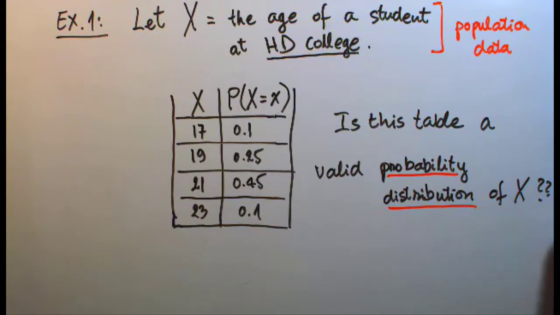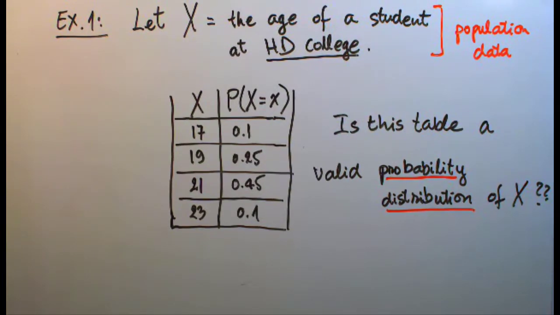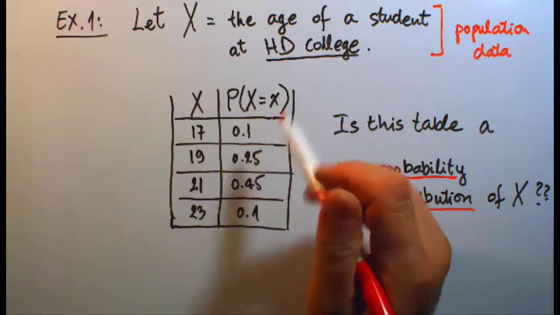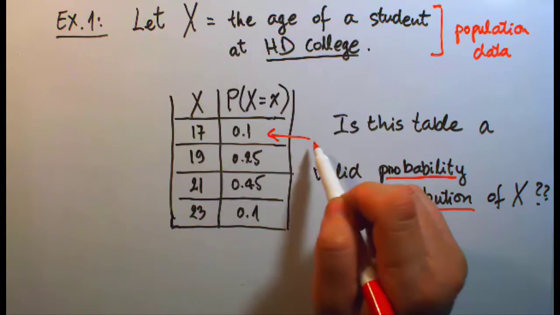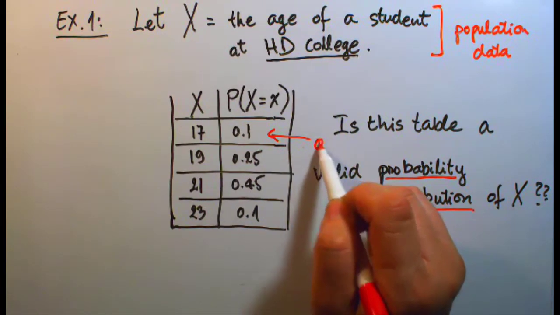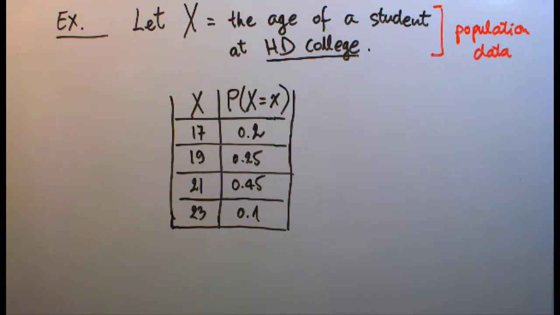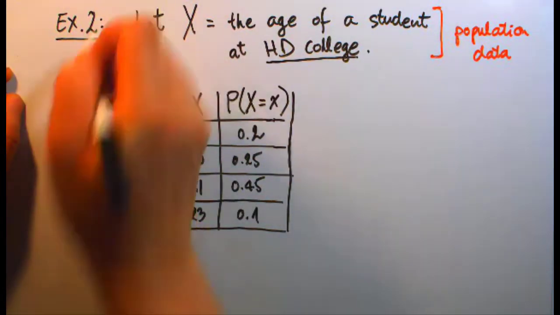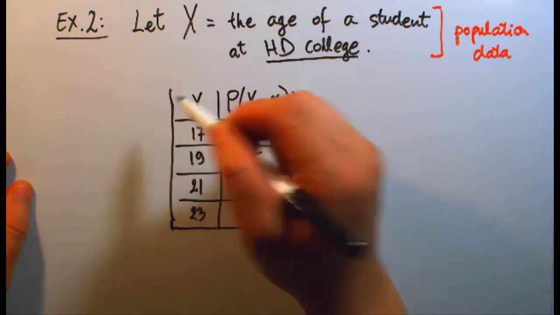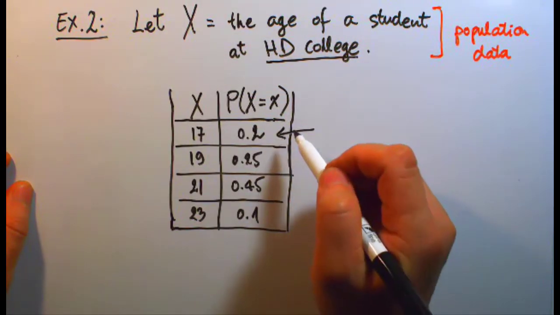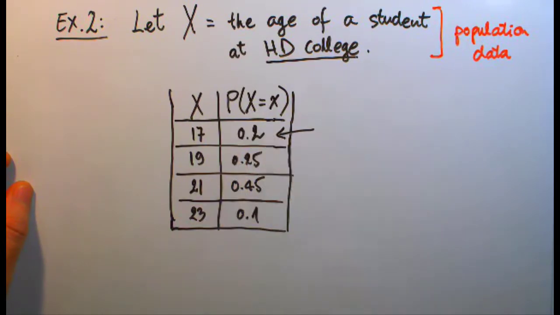Eventually I'm going to be using this particular data for my later examples. Since this table fails to be a valid probability distribution, the actual corrected one is this entry right here was undercounted, and it should be 0.2. Now we are ready to work on example 2. In this example 2, same data, but I made that correction. In the previous example this entry was 0.1, making it an invalid probability distribution. But here, correcting that to 0.2, now we have a valid probability distribution.